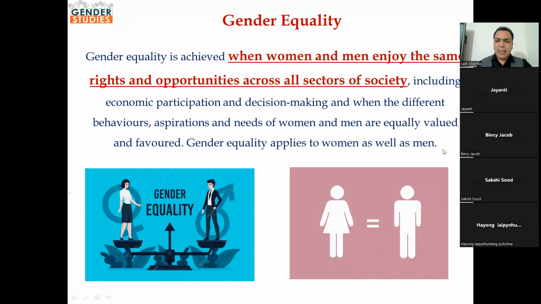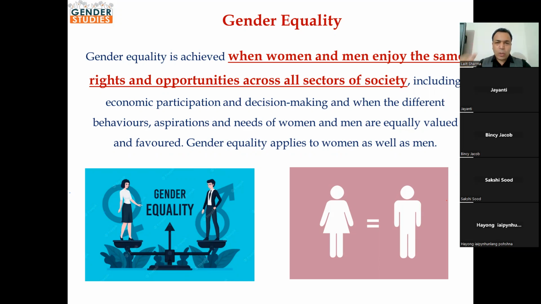Gender equality means it is achieved when women and men enjoy the same rights and opportunities across all sectors of society, right? It means all resources, everything, is given equally to all persons, including economic participation and decision making. And when the different behaviors, aspirations, and needs of women and men are equally valued and favored. Gender equality applies to women as well as men. Okay, you can see in the picture, there is no difference between the male and female.